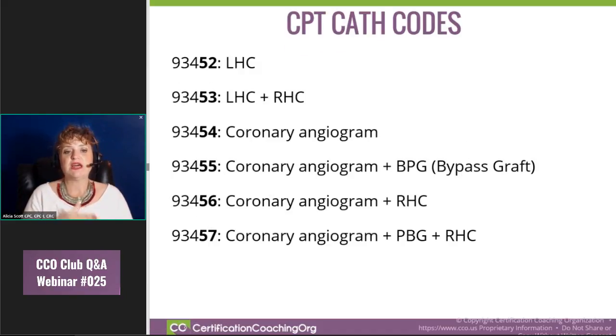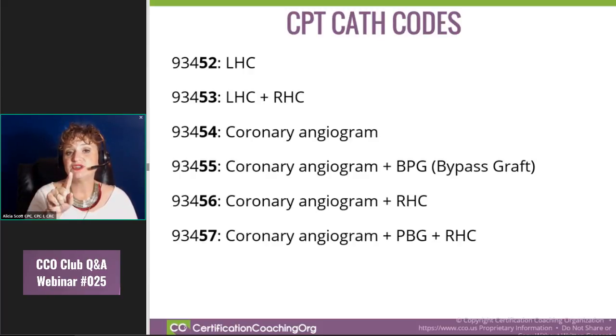Okay, now let's look at a left heart cath. That's going to be 93452. If it's a left heart cath, then boom, that's all you've got to code for. If it's a right heart cath, we already looked at that code. Let's say they go in and they do a left heart cath and a right heart cath. That's going to be very simple, 93453. You get to code for both.